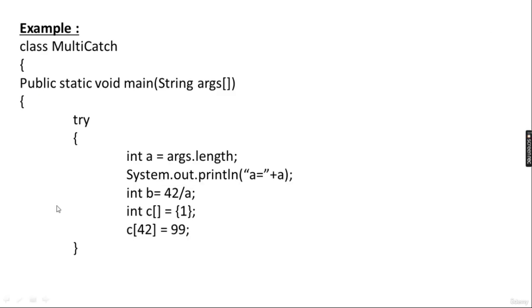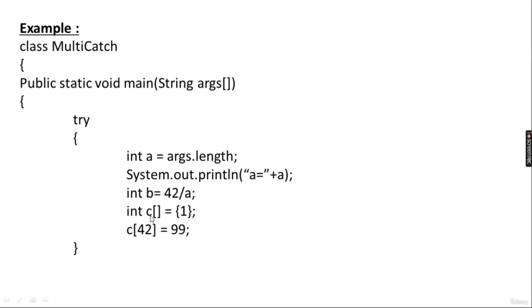Now, the multi-catch example is here. public static void main. Now, int a is equal to args.length. Now how many arguments are there? We are trying to print a. Then a is equal to a. Now 42 divided by a. If there are zero arguments, this will be a division by zero error.